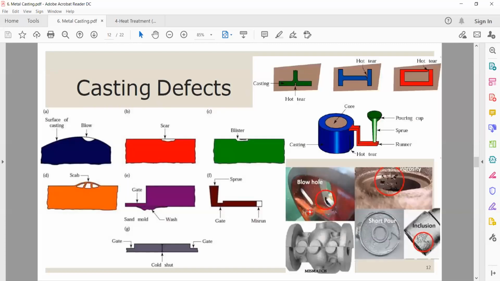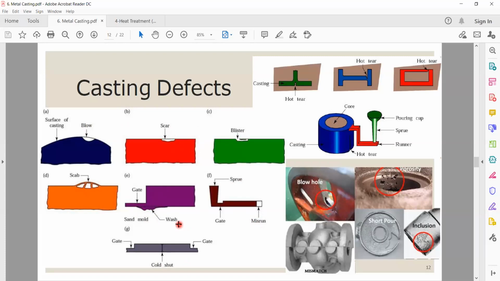Okay, you finish your casting process. Sometimes you will get defects. According to the shape of the defects, they can be named as blow, scar, blister, misrun, cold shut, and wash, right? See, these are the shapes. If you get a casted component with this gap shape, it is called a scar. If you get an excess amount attached to it like this, it is called a wash, right?